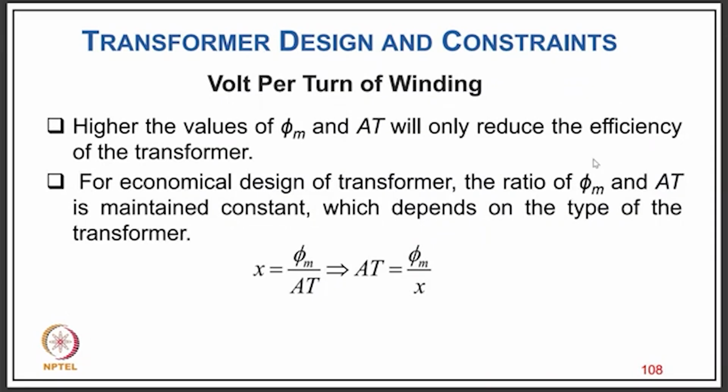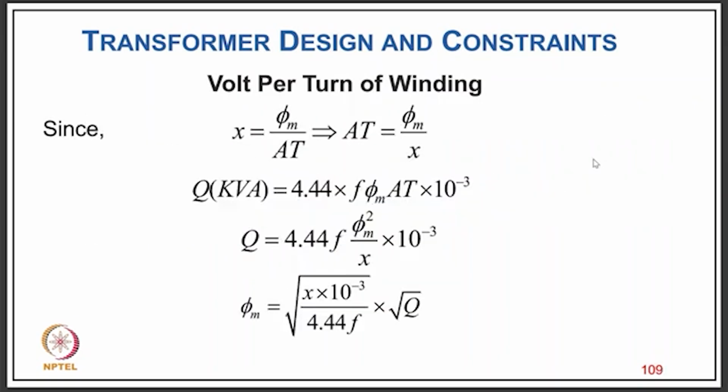So higher values of m and AT will only reduce the efficiency of the transformer, and for economical design the ratio of m and AT is maintained constant, which denotes one type of transformer, that we call X. So m upon AT we take as another parameter in the design, from which we can get AT equal to m upon X, or X equal to m upon AT.